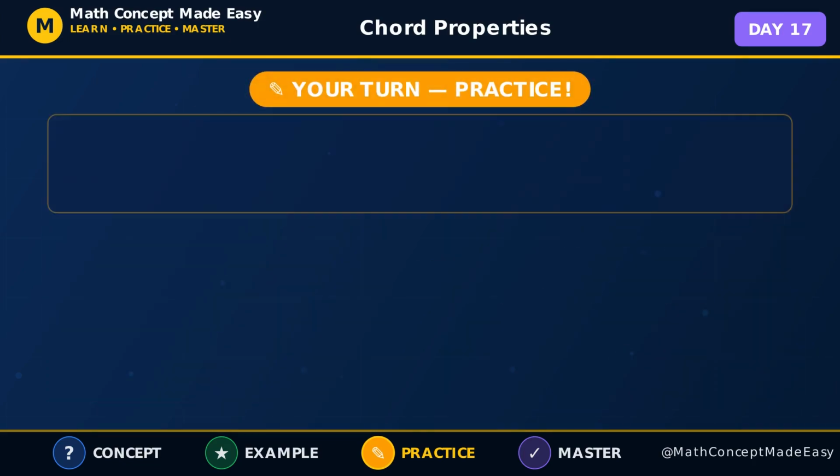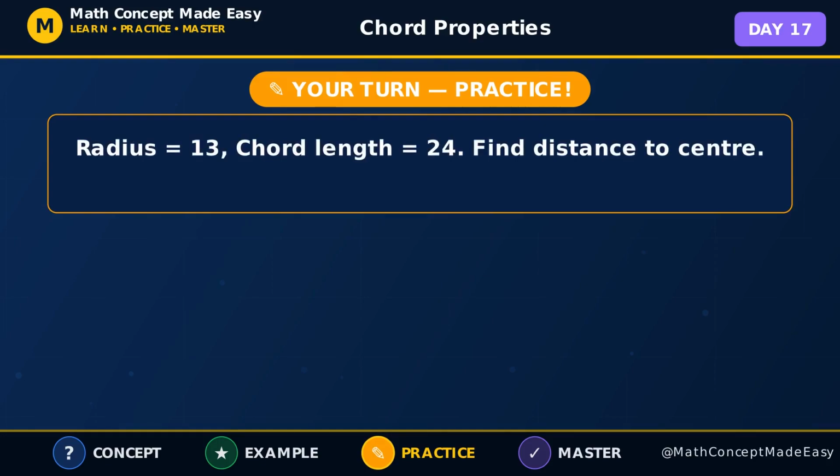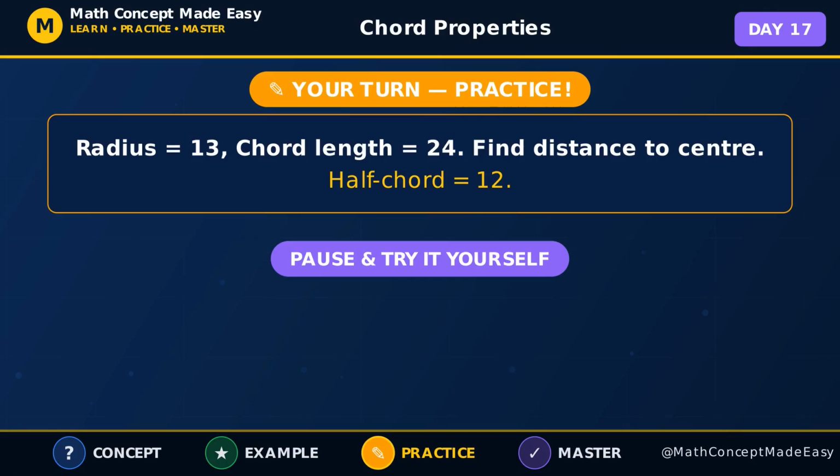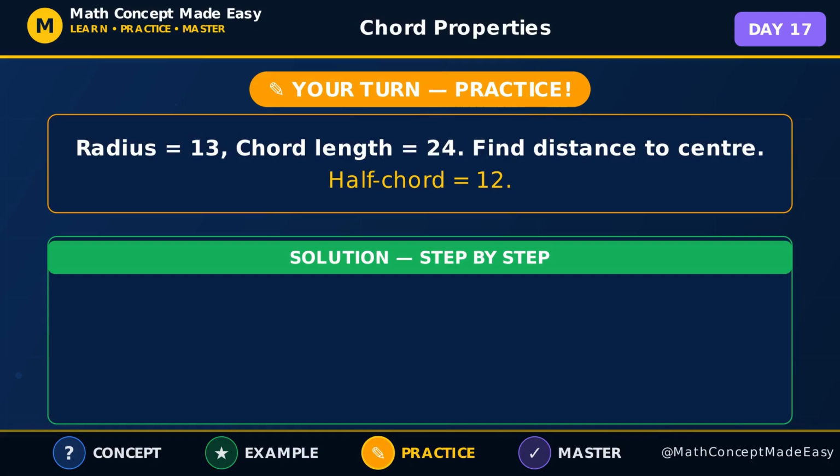Time to try it yourself. Here is your practice question. Radius equals 13, chord length equals 24. Find the distance to the center. Half chord equals 12. Pause the video now, or take a few seconds with me. 5, 4, 3, 2, 1.